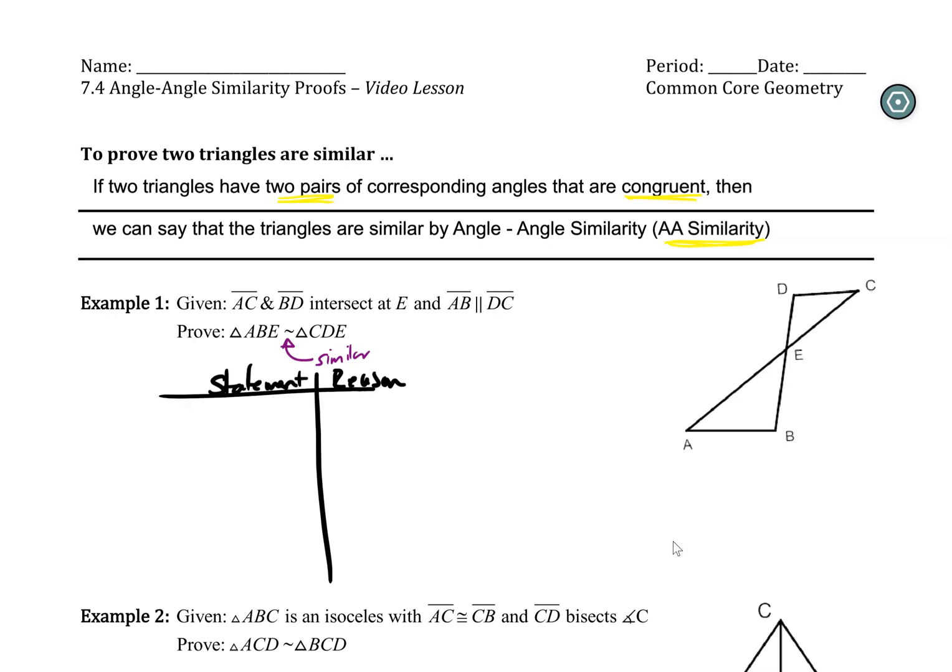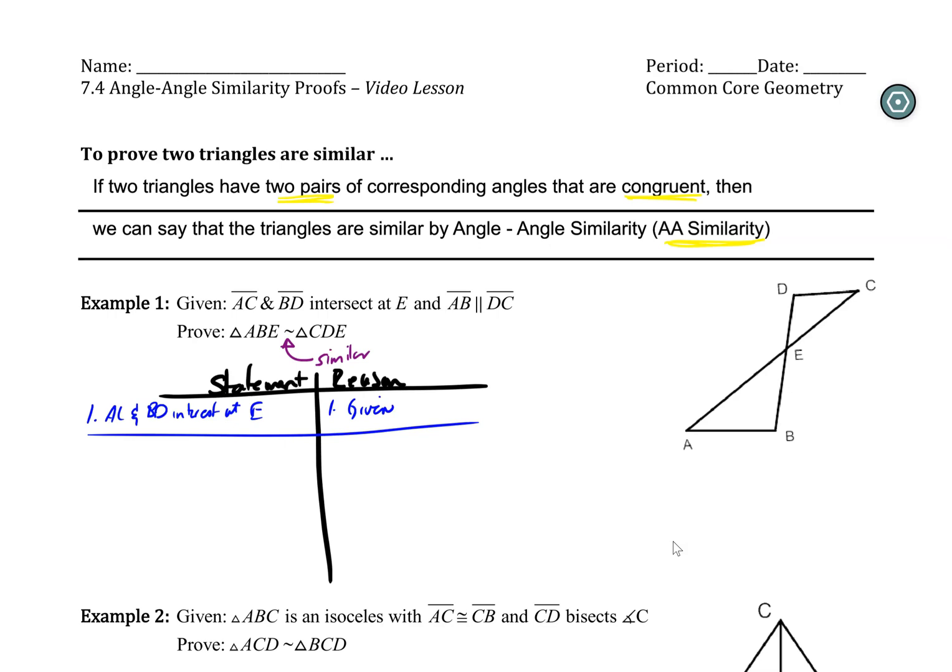Again, formally, we want to make sure that we have all the information organized. So again, labeling each statement with a number. So in this case, AC and BD intersect at E. That reason is given. And what does that do for me?